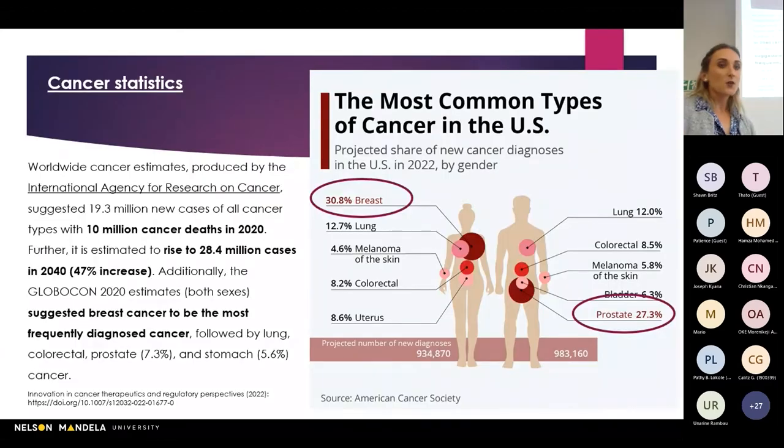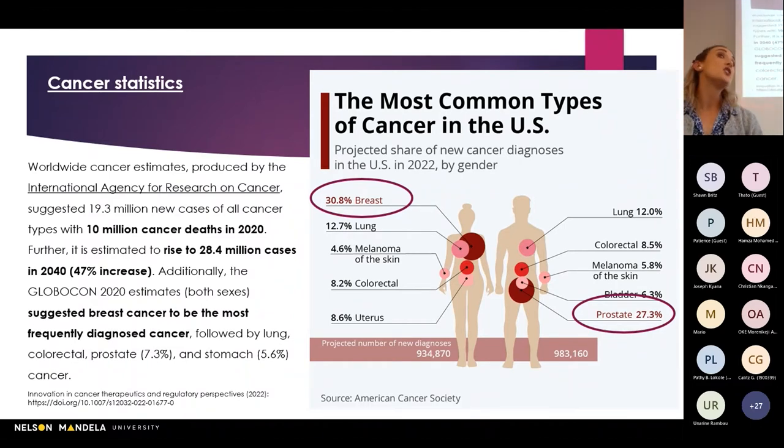The worldwide cancer statistics estimate that in the year 2020, as many as 19.3 million new cases of cancer were diagnosed, with as many as 10 million cancer deaths reported in 2020. This is further estimated to rise to about 28.4 million cases in 2040, which is a 47% increase. So this is quite profound.